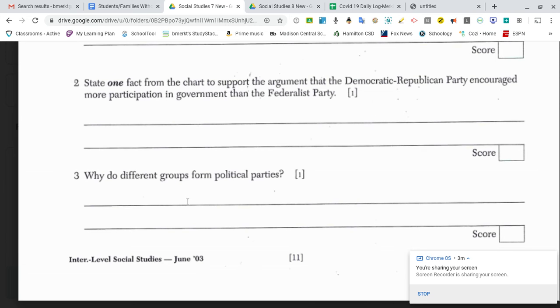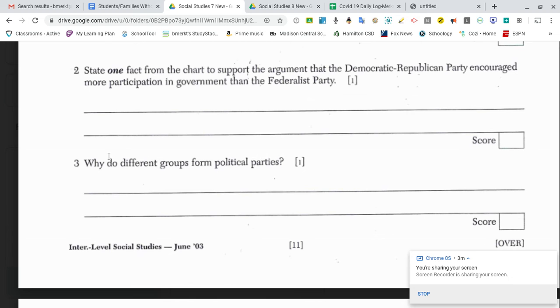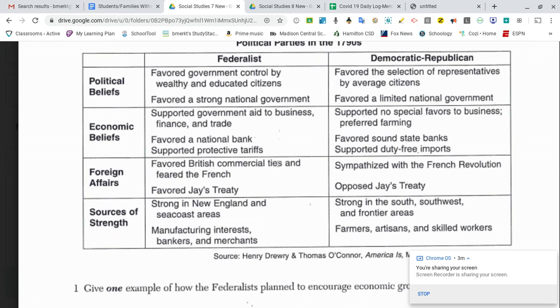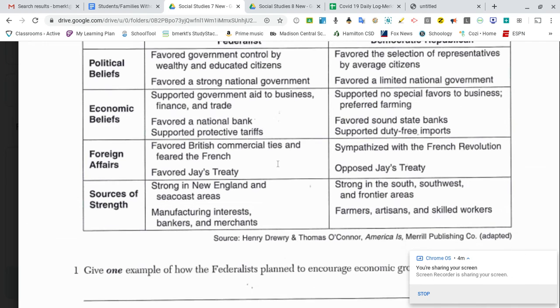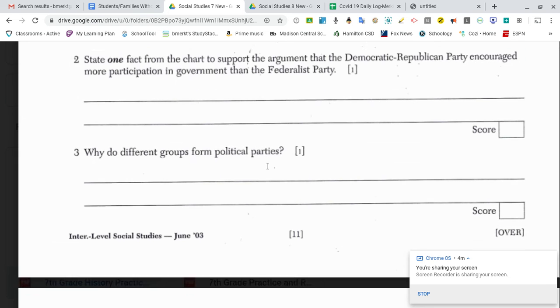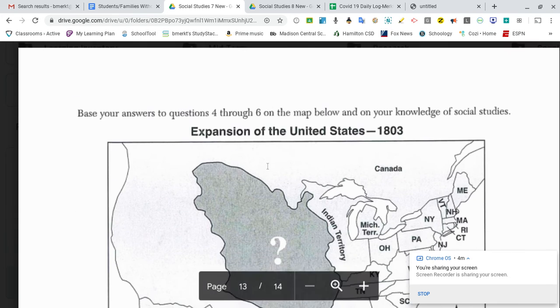And finally, the last question from this document, why do different groups form political parties? Well, that's not something you're going to get from the chart, but we talked about this. We talked about because they had different opinions, they had different viewpoints on a variety of issues to advance their agenda or the opinion of groups that they have in common. Anything like that would get you credit. Why do you sit with your friends in the cafeteria? Remember talking about that. We sit with people who share interests with us. And that was the reason for different political groups forming parties because they shared interests.